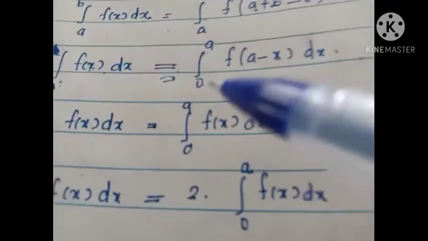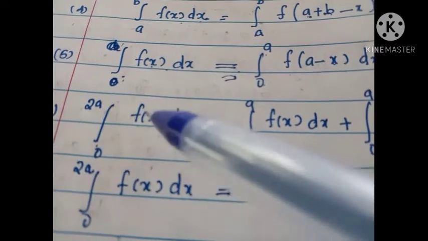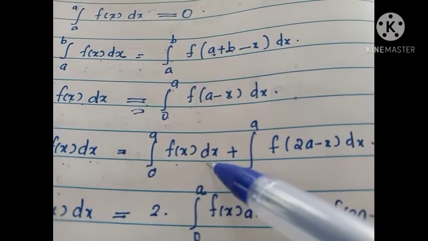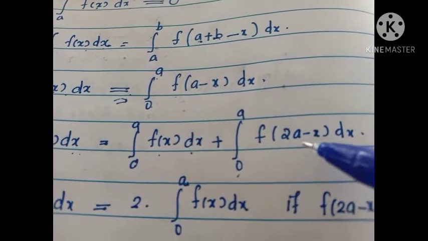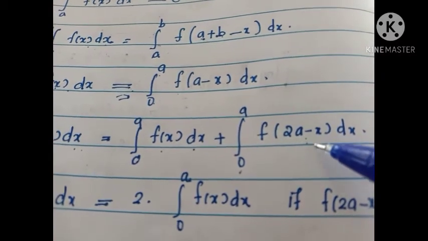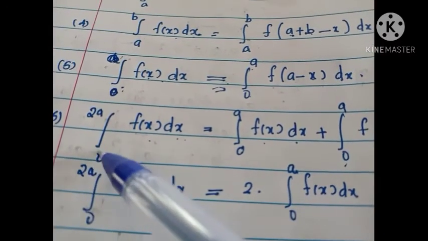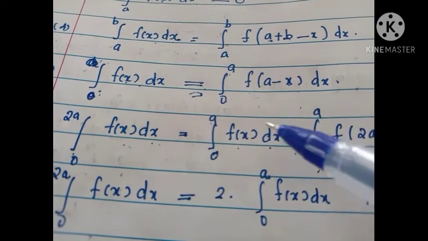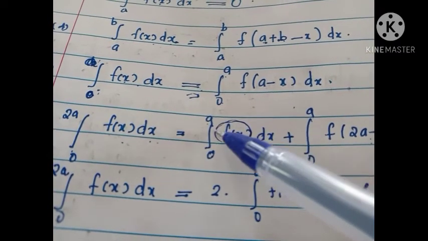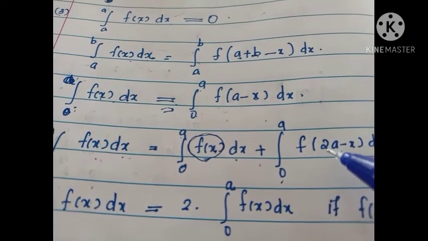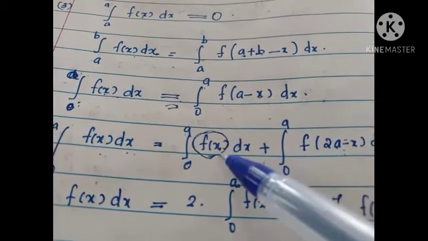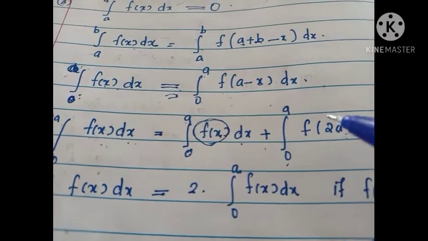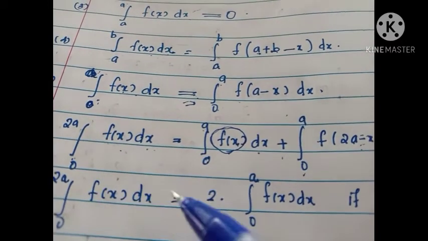That is the form. Now the next property: integral from 0 to 2a f of x dx equals integral from 0 to a f of x dx plus integral from 0 to a f of 2a minus x dx. So we split this integral from 0 to 2a into integrals from 0 to a, with the integrand being the functions f of x and f of 2a minus x. So we can split the given integral into different forms with respect to these limits.